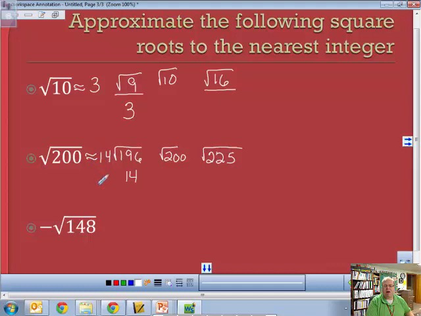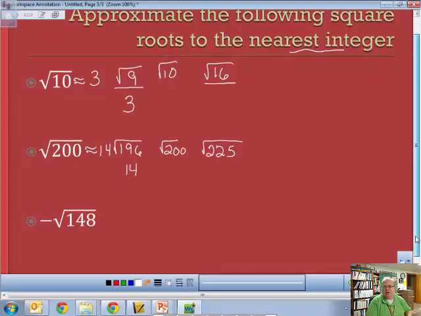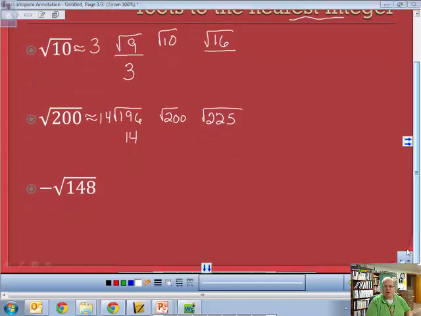For right now, all we're doing is approximating to the nearest integer. I'm not taking you into decimals yet. All right, so let's talk about the steps real quick, because I'm not going to tell you or write down the steps. I want you to write them down as we go through.